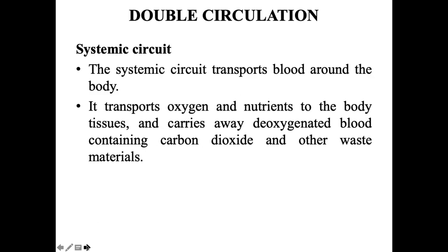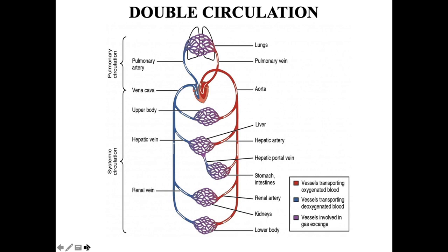In the systemic circuit, the blood flows from the heart to the body. It transports oxygen and nutrients to the body tissues and carries away the deoxygenated blood containing carbon dioxide and other waste materials. So this is a double circulation which is broadly divided into two types, the pulmonary circulation and the systemic circulation. In the pulmonary circulation, you can see these are lungs, and from the lungs the oxygenated blood comes by the pulmonary vein.